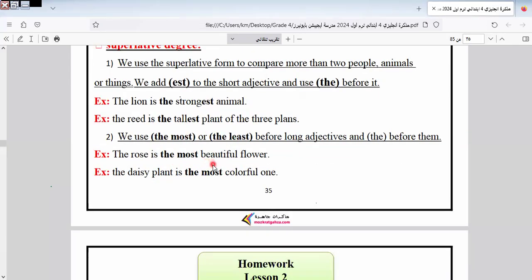What do we talk about when we have long adjectives, or adjectives of more than one syllable? Like beautiful, colorful, careful, careless, comfortable. All of these have more than one syllable, yes. So can I add est to this adjective? No. What can I do? I can put the most, and then the adjective like this.